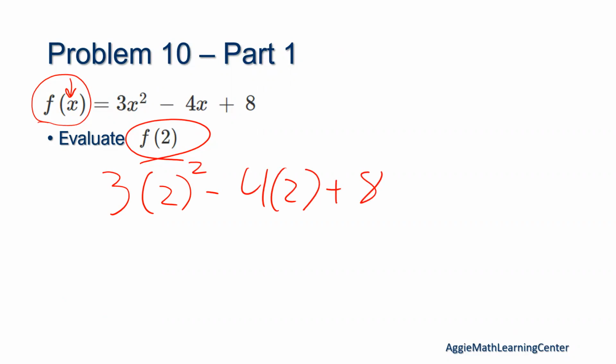And now we just do some math. So 2 squared is 4, 3 times 4 is 12, minus 4 times 2 is 8, plus 8. Minus 8 plus 8 is 0, so then we just get a 12. Yay! Thank you guys for coming today.